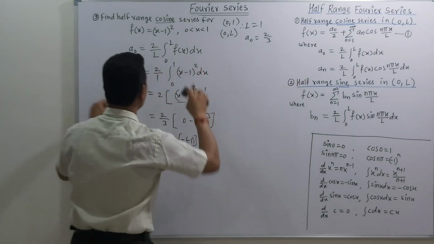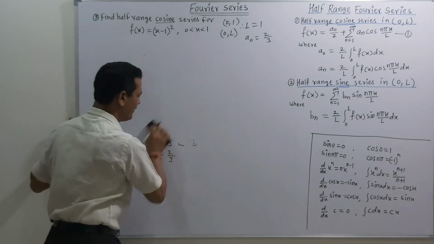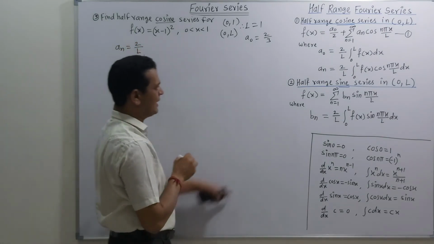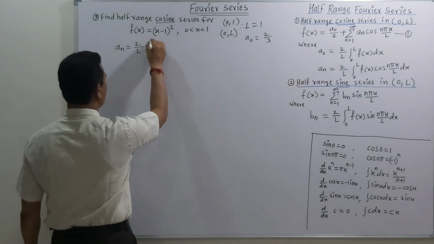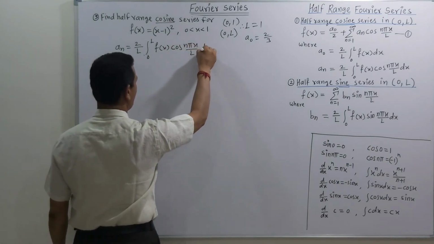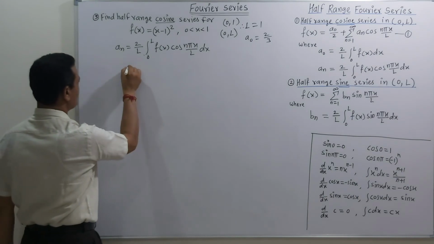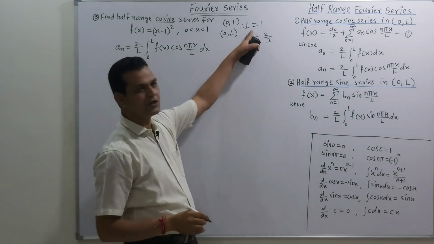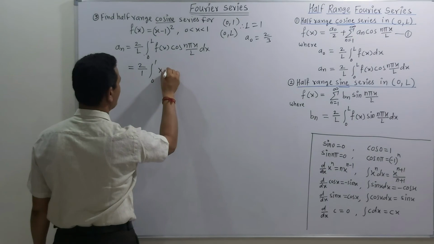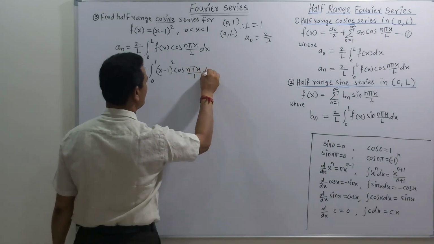Now let's find the second coefficient, which is denoted by a n. So our next aim is to find the value of a n. First define a n, which is 2 upon L integration 0 to L f of x cos of n pi x upon L dx, according to this formula. After writing the formula for a n, put the value of L and f of x. The value of L is 1, so this is 2 upon 1 integration 0 to 1, f of x is (x minus 1) squared into cos of n pi x upon 1 dx.